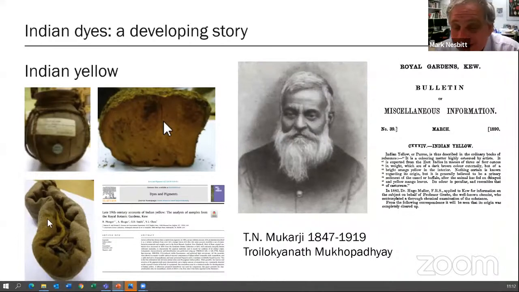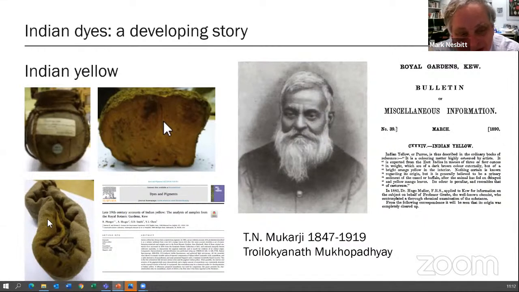There's a lot of other work going on on materials in the collection. There's a whole project on tea, but I didn't have time to talk about it. But I do just want to make a brief stop on dye plants because we've got two developing lines of work on Indian collections here.